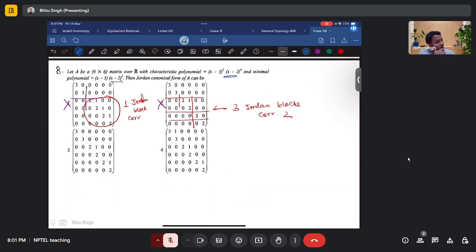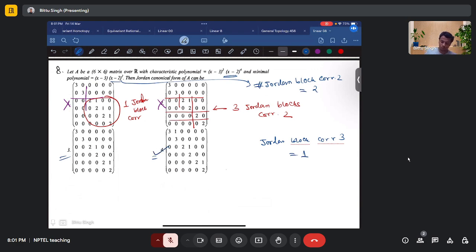So that's why those are not possible, because we have already seen the minimal polynomial. From here we get that the number of Jordan blocks corresponding to 2 should be 2. So those two satisfy the criteria for 3 and 4. But the number of Jordan blocks corresponding to 3 should be 1, right? So corresponding to 3, this is the only correct option. So option 4 will be correct.